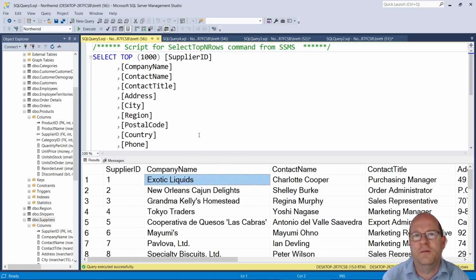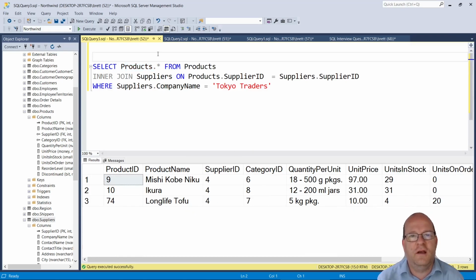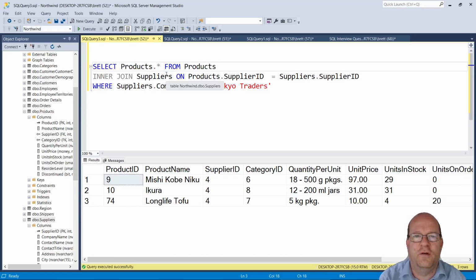So this type of table join is the one that you have to practice. You'll almost certainly get asked this kind of query. Again, read the question carefully. Here I've returned all of the columns, but they may ask you to return specific columns.